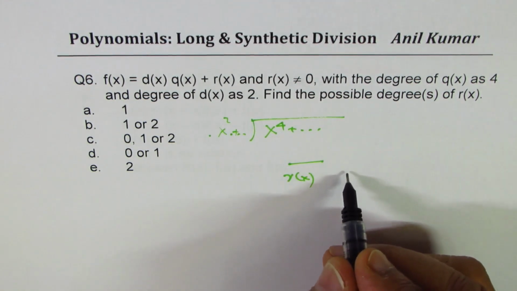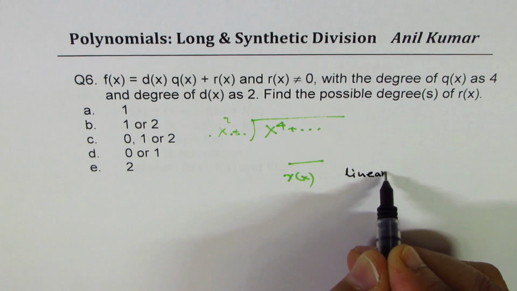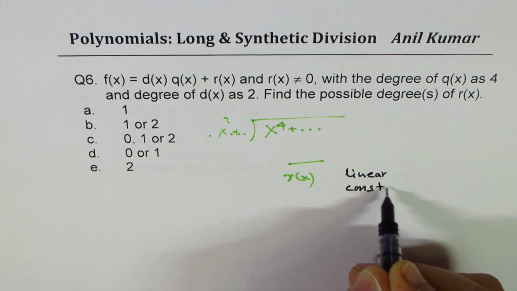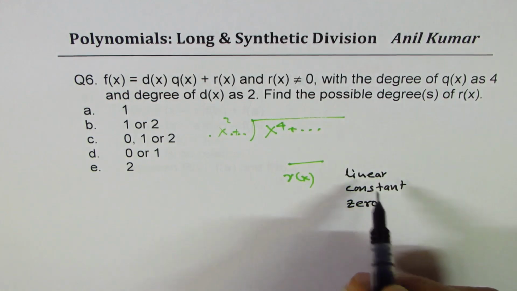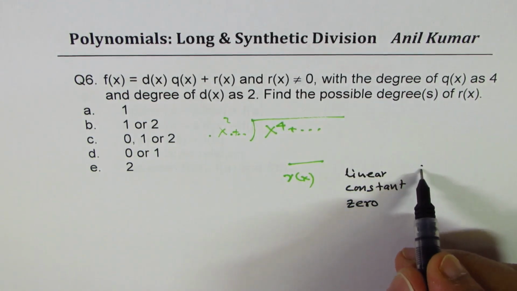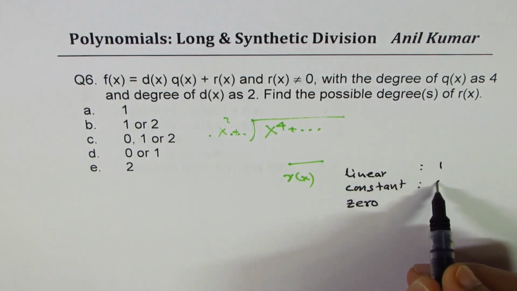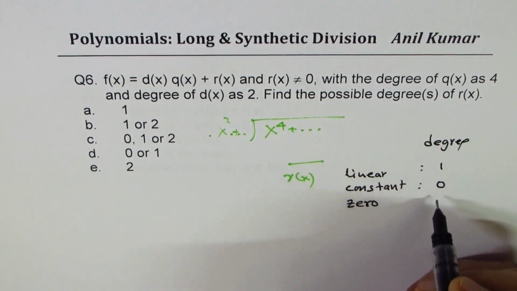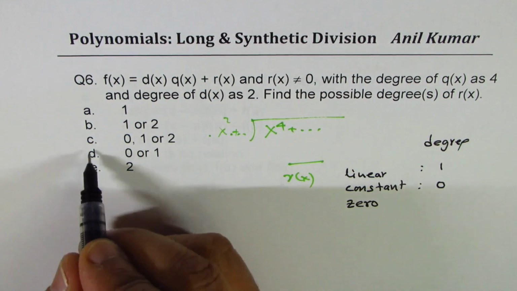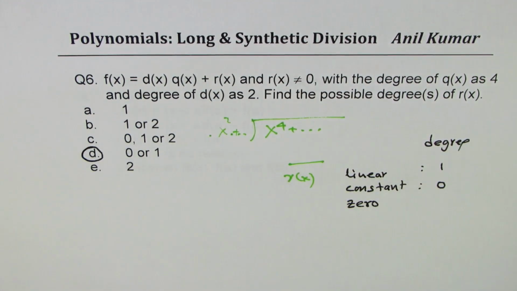So it could be linear, or it could be a constant, or it could be 0, right? If it is a factor. So in either case, linear means degree is 1, constant means degree is 0. So that is what the degree could be, right? So there are 2 options, 0 and 1. Option D is the right option.